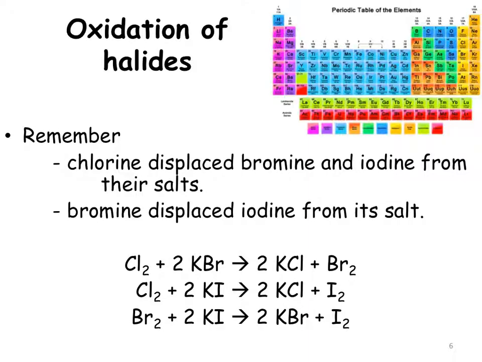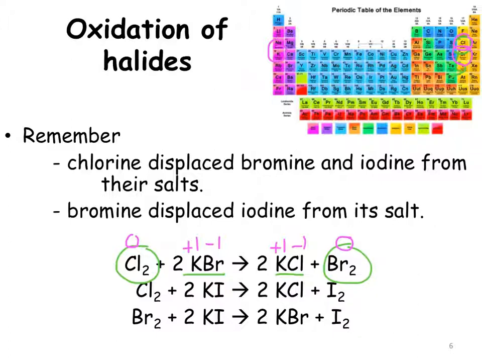So let's take a look at one of these examples. Remember, we could say that chlorine is more powerful than, let's say, bromine, so it would toss it out from its salt. The chlorine joins with potassium bromide to form potassium chloride and bromine. Let's do the oxidation numbers. 0, 0, +1 for potassium because it's in group 1, -1 for chlorine because it's in group 7, -1 for bromine because it's in group 7, +1 for potassium because it's in group 1.